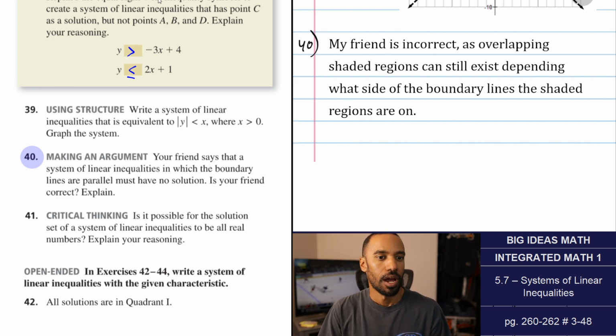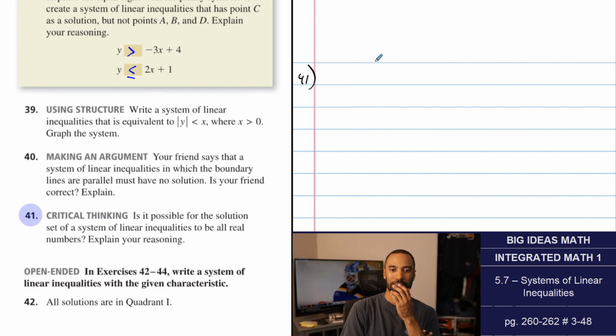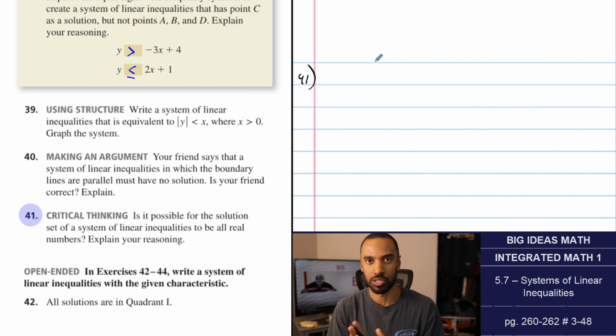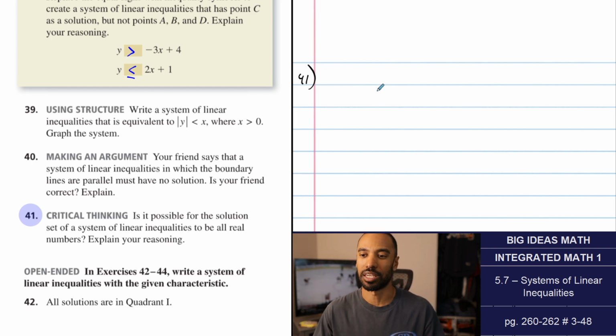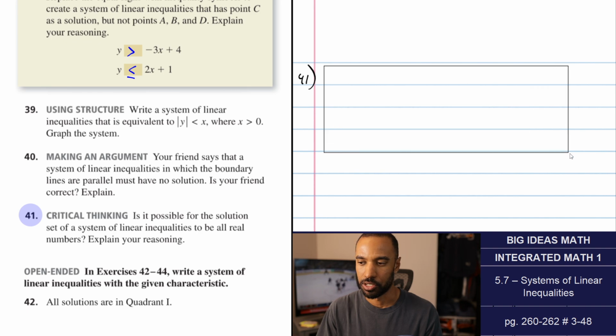All right, number 41, critical thinking. Is it possible for the solution set of a system of linear inequalities to be all real numbers? Explain your reasoning. Yes, it is. Oh, wait a second. No, never mind. I was thinking that we hit shading everywhere, but overlapping shading, no. Once we set a restriction, we have taken away some of our solution sets. So for inequalities, no. I was thinking of a problem that we already had. Remember the x minus 4 one? I was thinking of that one and saying, hey, we'll shade here and we'll shade here. But that's not overlapping. So this, no, it is not.